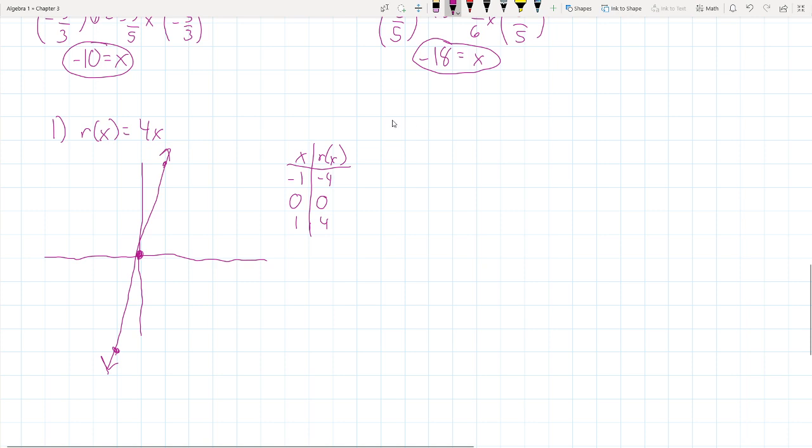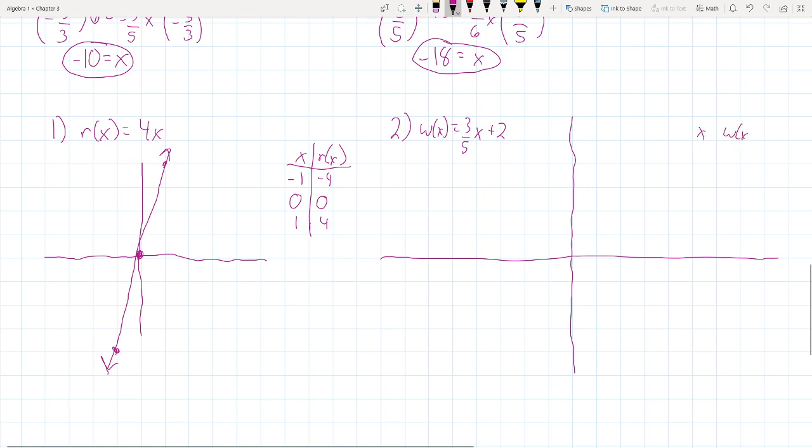Alright, let's do number 2. Number 2 I'm going to make a little bit bigger. Might see why here in a second. Because number 2 reads w of x equals 3 over 5x plus 2. And the whole way that I evaluate this is I look at this and think, that's a fraction. I don't really want to deal with fractions, or if I do, I'm going to make them some easy fractions. And so my x, w of x table is going to look like this. It's going to be negative 5, 0, and 5.